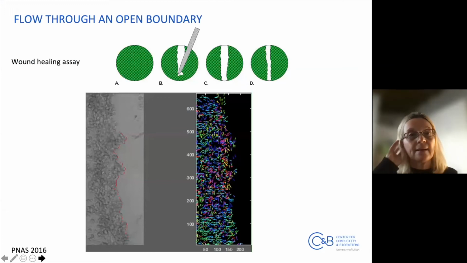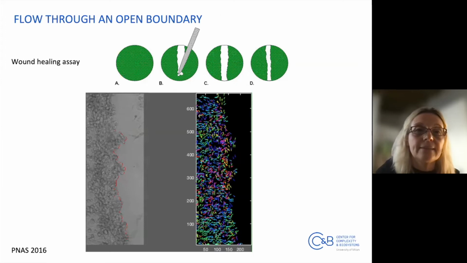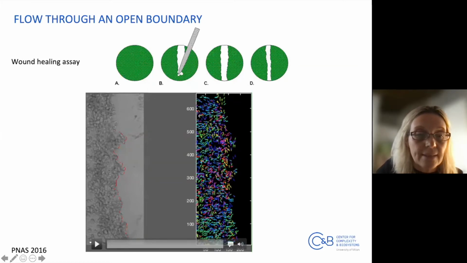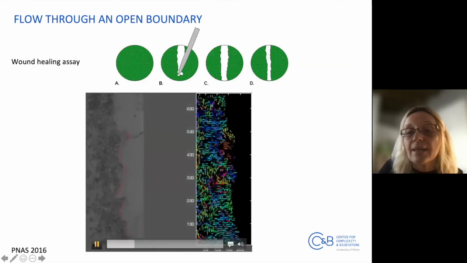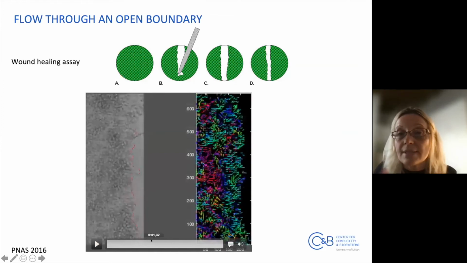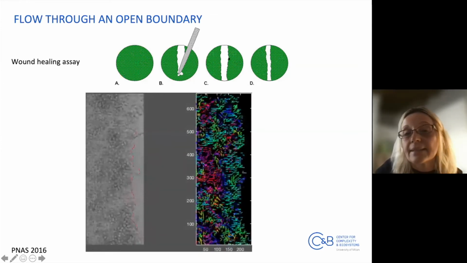What we did, in this paper that appeared in 2016 and that you can read more carefully, is just a very simple experiment. You have the cells at confluence, and you do a wound healing assay. What does it mean? You just scratch and you just follow the cells. Here you see the movie. We just follow the velocity and the trajectories of the cells, and after some time, the cells move and try to fill this gap.